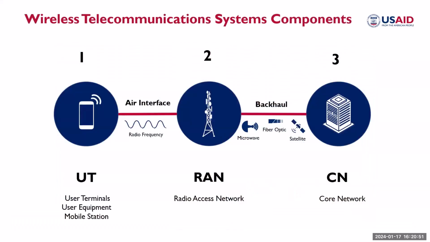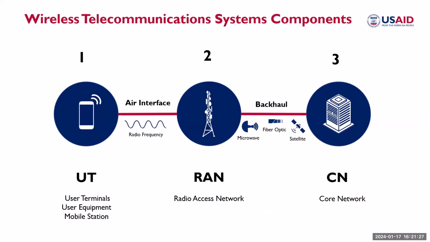So in a wireless telecommunication system, the network is composed of three main parts. We have the core network, we have the RAN or the radio access network, and then we have the user terminals, or for some engineers here, you can consider it as the user equipment or the UE, or for some lay people, you can say that it's a mobile device or a mobile station.